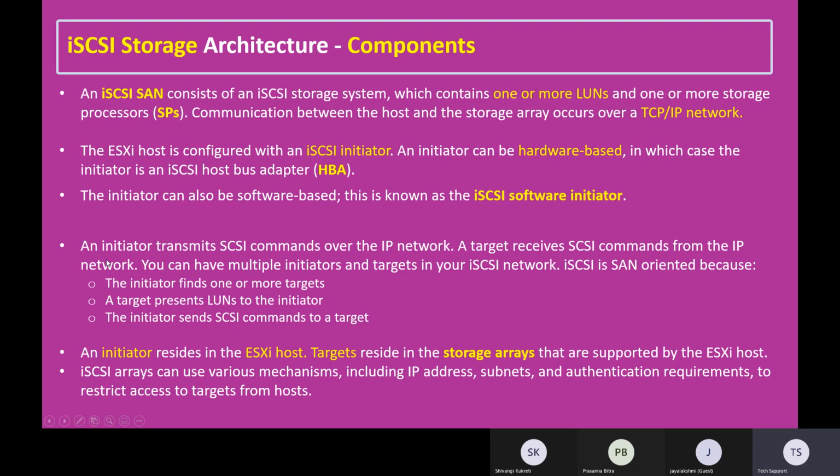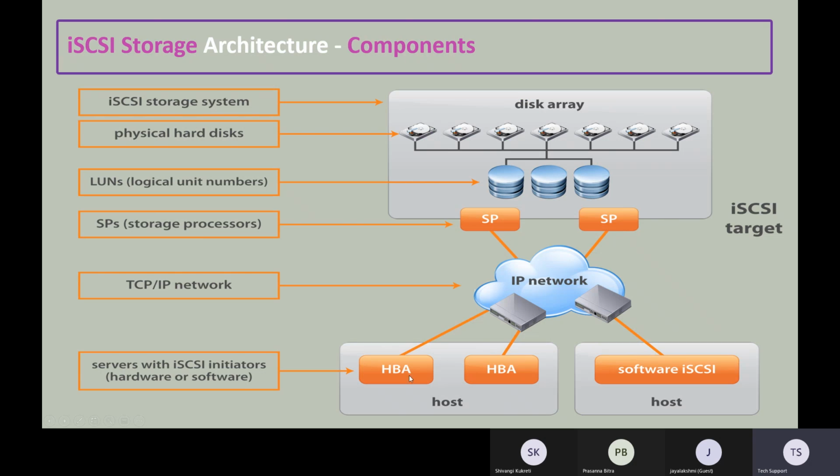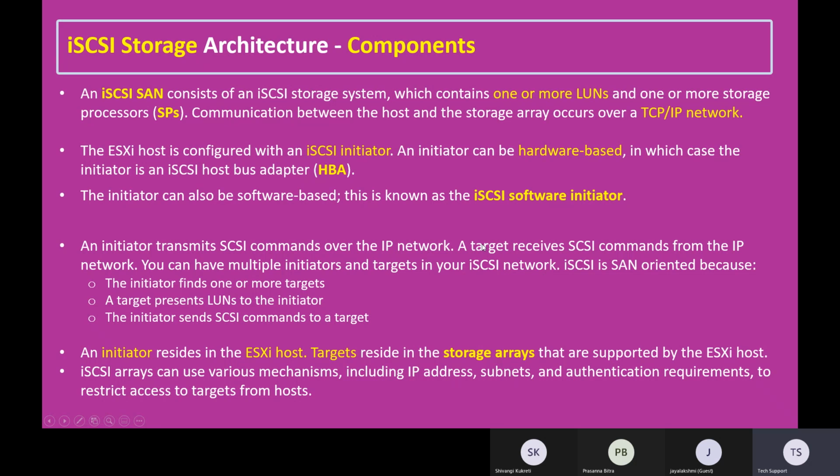And the third point, an initiator transmits SCSI commands over the IP network. A target receives SCSI commands from the IP network, and we can have multiple initiators and targets in our iSCSI network. iSCSI is SAN oriented because the iSCSI initiator finds one or more targets, and you can configure multiple initiators and also multiple targets. It doesn't belong to only one storage. Even if you want to connect to another storage box, we can configure multiple targets also. It's not limited to one storage box; you can access multiple storage boxes' targets.